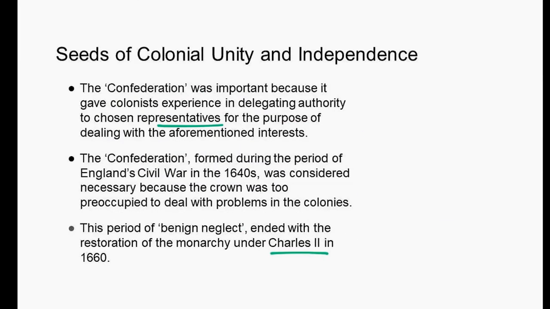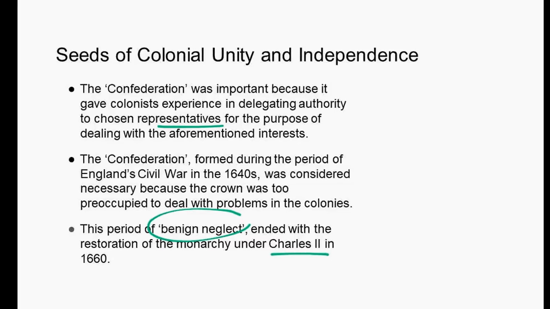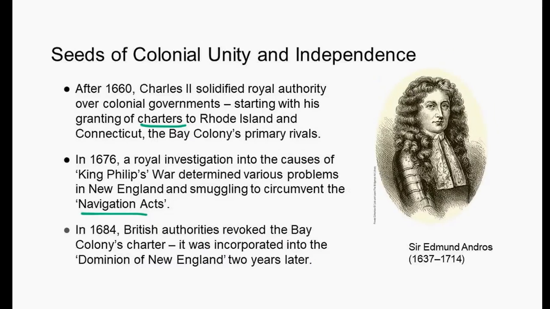The Confederation was important because it gave colonists experience in delegating authority to chosen representatives for the purpose of dealing with the aforementioned interests. The Confederation, formed during the period of England's Civil War in the 1640s, was considered necessary because the Crown was too preoccupied to deal with problems in the colonies. This period of what's called benign neglect ended with the restoration of the monarchy under Charles II in 1660.